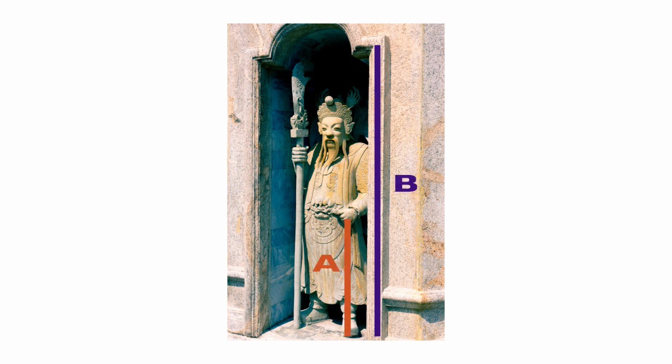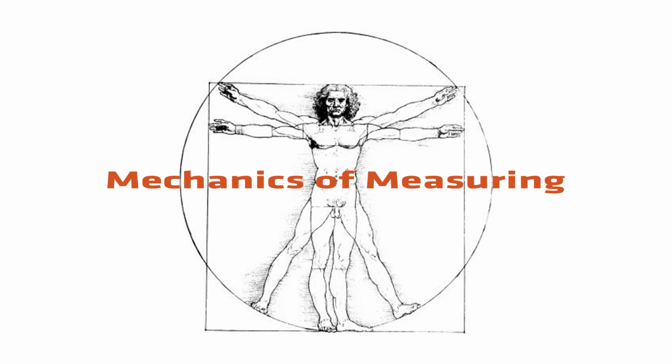Another way of using comparative measurement is to determine how long an area is. Let's look at A compared to B, or how many A's fit into B. In this example, 2.5.